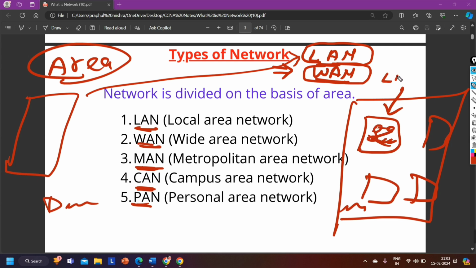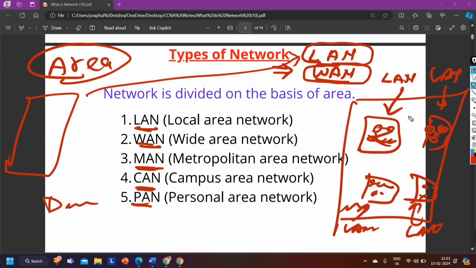Which type of network is it? LAN, right? In the same way, in this building also I have implemented one network. This is also a LAN. In this building also I have implemented the same network. This is also a LAN.